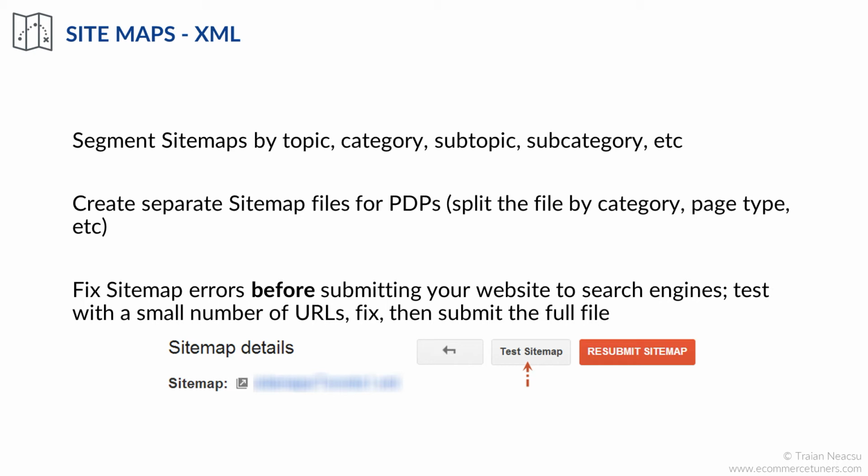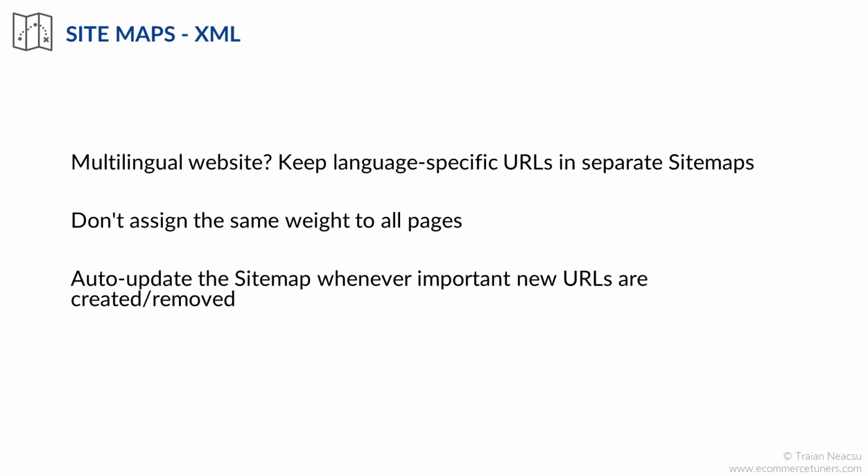Fix sitemap errors before submitting your files to search engines. You can do this within your Google Search Console account using the Test Sitemap feature. Keep language-specific URLs in separate sitemaps. Don't assign the same weight to all pages. Your scoring can be based on update frequency or other business rules. Auto-update the sitemaps whenever new important URLs are created. Include only URLs that contain essential and important filters.